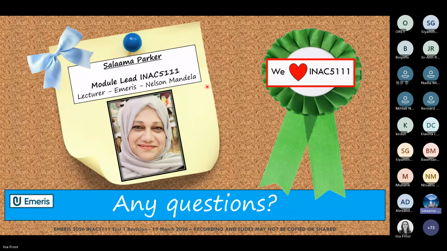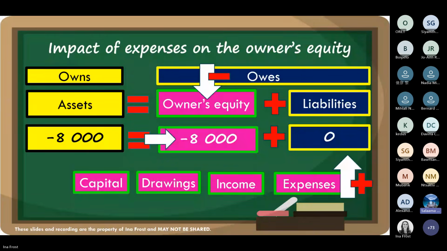Hi, Ina. I have put it in the chat, I also just tried to give them a tip there to always remember that capital and income increase the owner's equity, and that drawings and expenses decrease owner's equity. Usually I just draw the little T account above the owner's equity, which will also assist the students to know when to put the pluses and the minuses, and also whether to debit or credit.